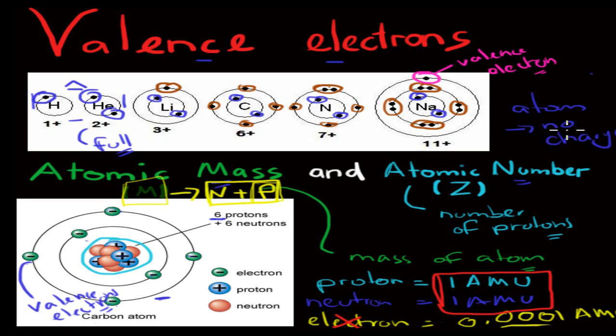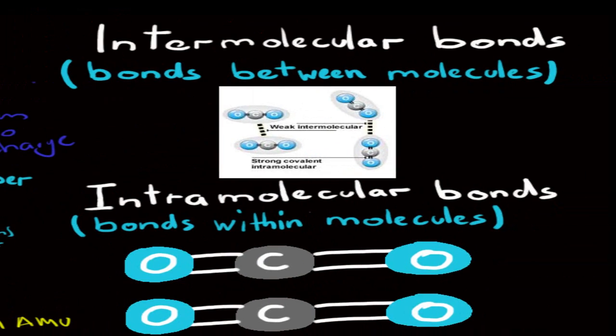Now, the reason why I'm mentioning all this is because if you are in that state where you have valence electrons not full, the valence shell not full, you're going to do something called bonding. There are intermolecular bonds, which are bonds between molecules, and there are intramolecular bonds, which are bonds within a molecule.